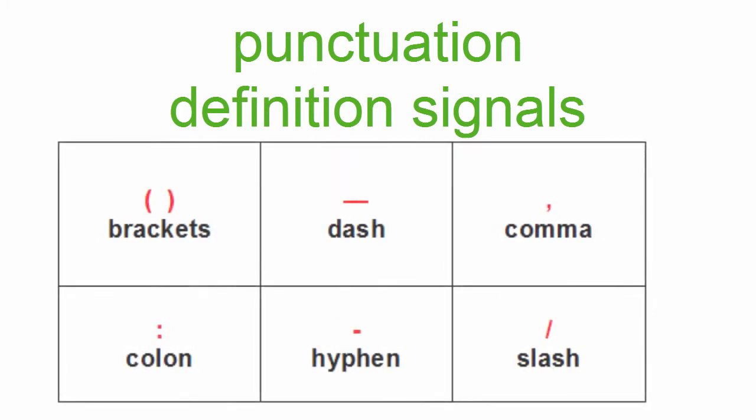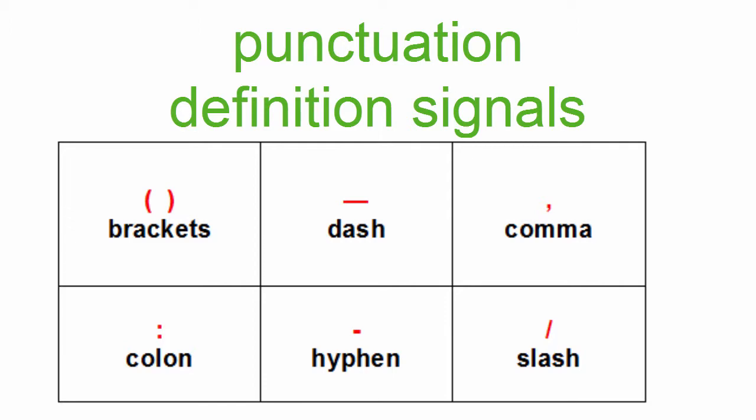Punctuation marks are symbols that writers use to help them emphasize or clarify their points. There are some punctuation marks that writers use to signal a definition, a description, or a list of examples. In this program, we refer to these as punctuation definition signals. These are brackets, dashes, commas, colons, hyphens, and slashes.